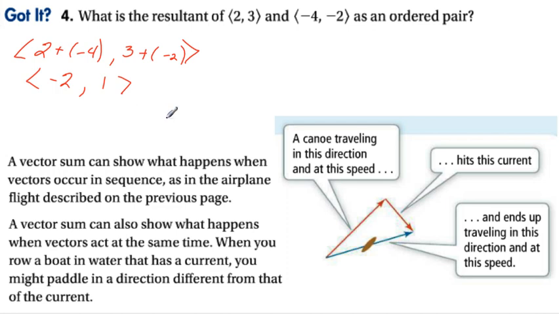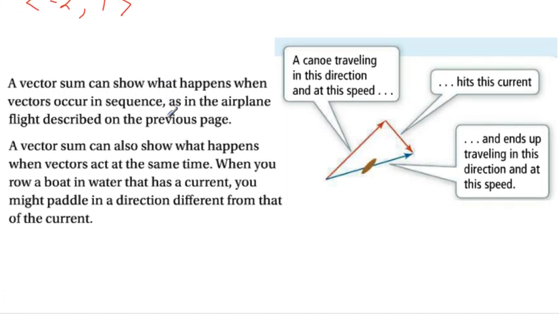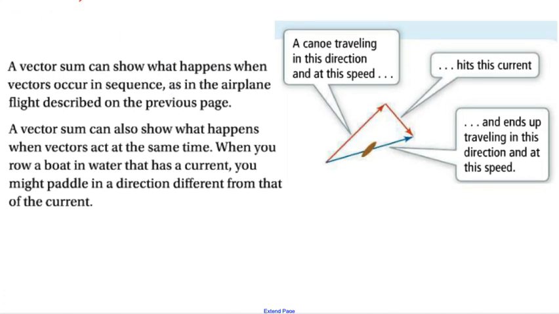A vector sum can show what happens when vectors occur in sequence, as in the airplane problem that we had on the previous page, or it can also show what happens when things happen at the same time.